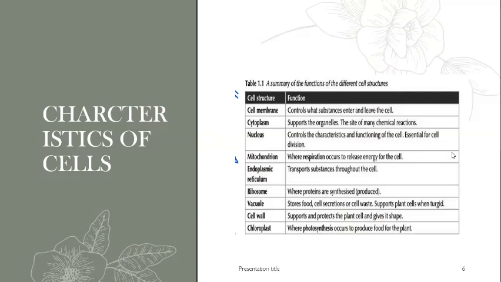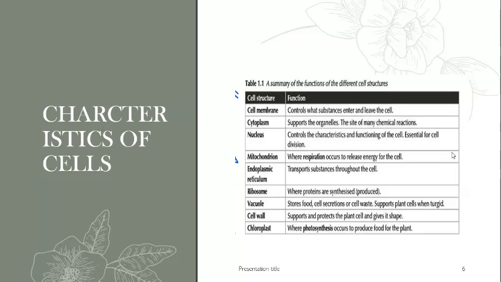The cytoplasm supports the organelles and is the site of many chemical reactions. The cytoplasm is where chemical reactions take place within the cell. We have the nucleus, which controls the characteristics and function of the cell, essential for cell division. The mitochondrion, which is the powerhouse in most cases, is where respiration occurs. The endoplasmic reticulum transports substances throughout the cell.